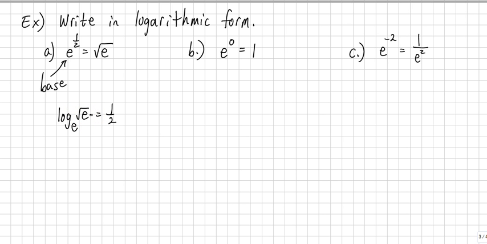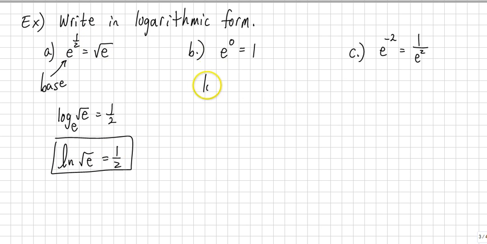But like I said earlier, no one really leaves it as log with a little e down here for the base. They write ln instead. So the natural log of the square root of e is 1/2. So that would be log form. So this was exponential form, this would be log form.